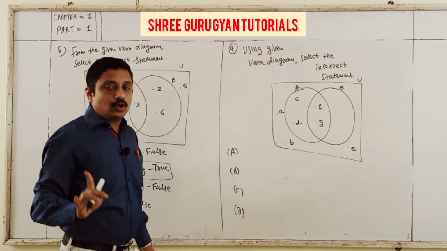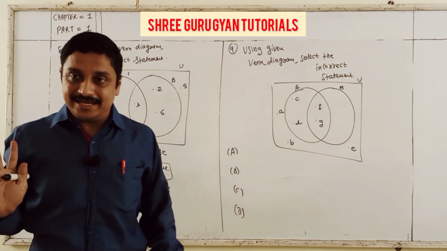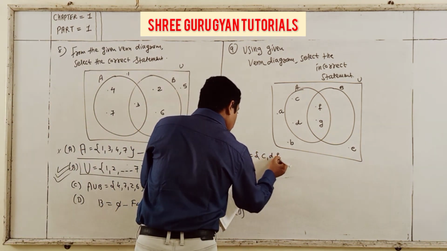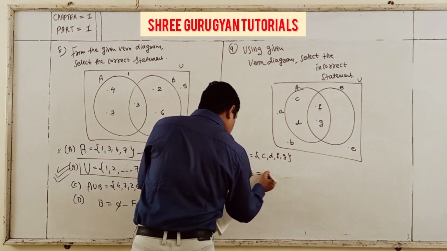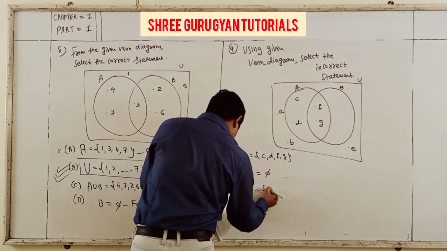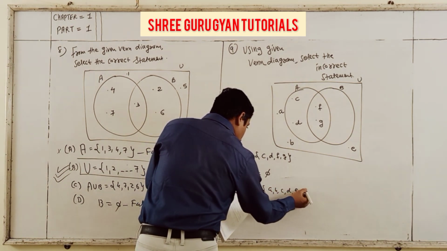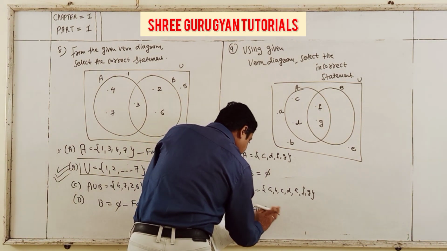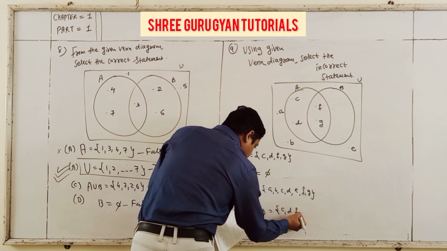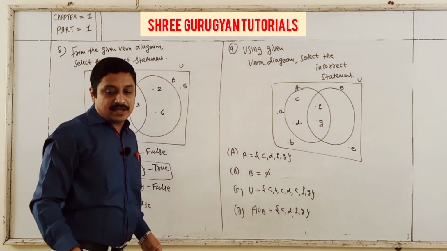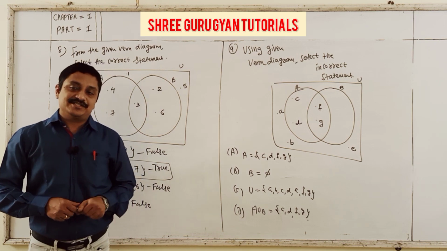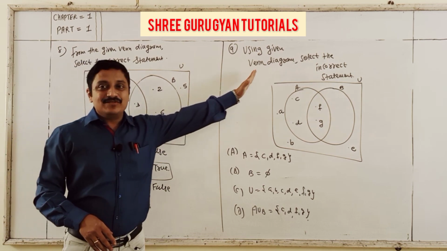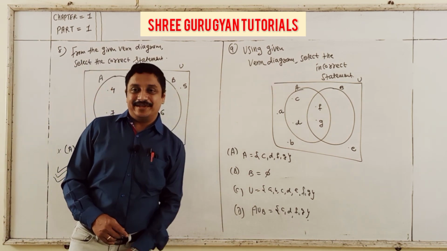This question depends only on the options. My A option is C, D, F, G; B is a null set; U is A, B, C, D, E, F, G; and last, A union B is C, D, F, G. These are given, and check which option is false. I give you half a minute, and decide, students, which is the incorrect statement.